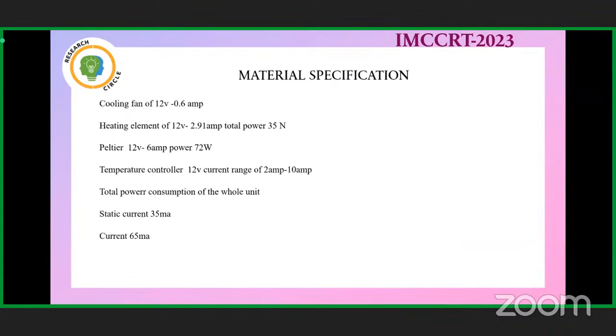Material specification. The cooling fans are of 12 volt, 0.65 ampere. And the heating element, that is the heat single Peltier other side. And one more thing is heating pads. They are of 12 volts, 2.9 ampere. Total power consumption is 35 ampere. And the Peltier unit is 12 volt, 6 ampere, power 72 watt. Temperature control is a normal temperature control of 12 volt. And total power consumption is 65 ampere. And static current is of the Peltier unit.